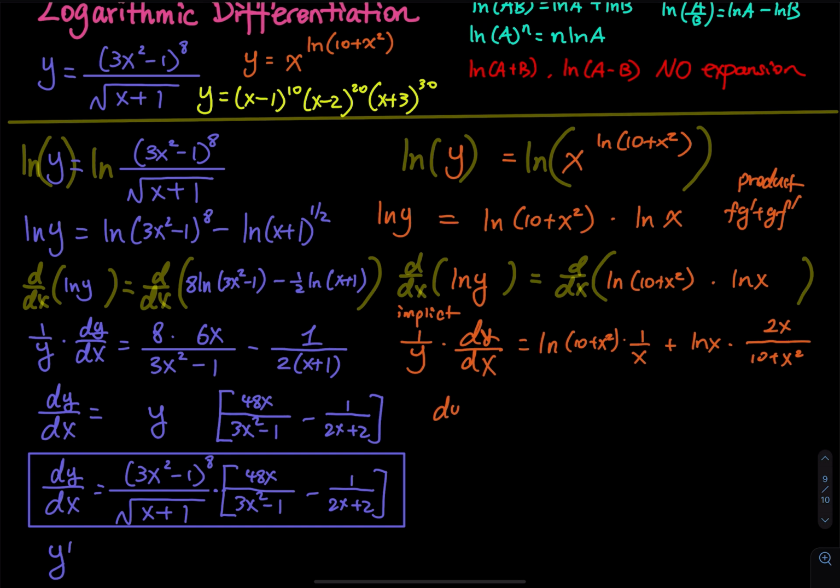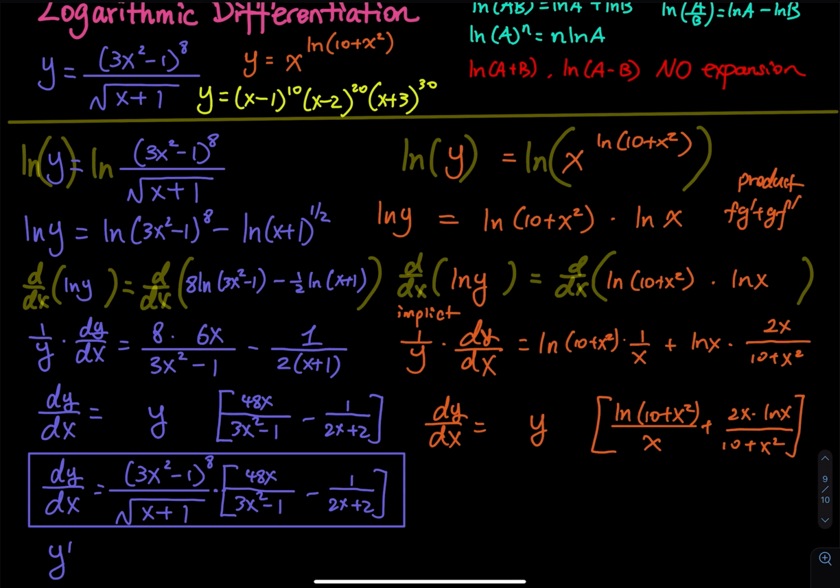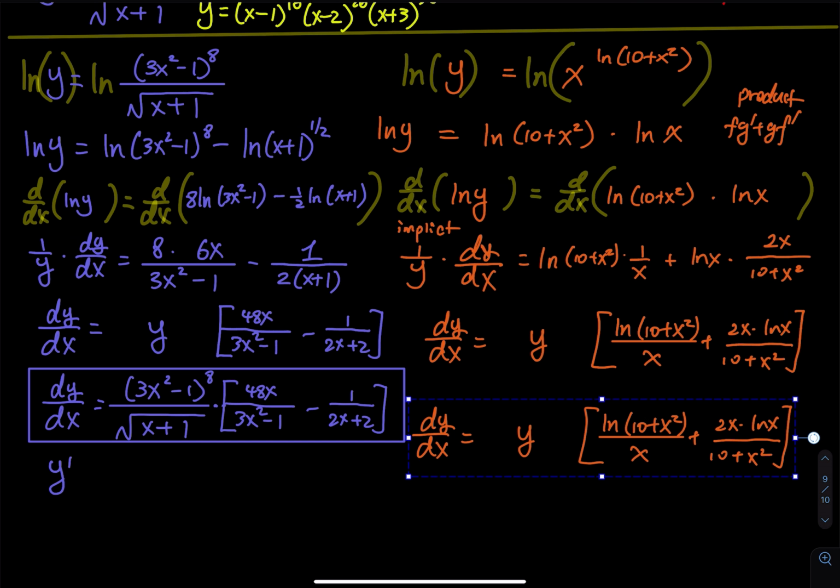And then we have dy/dx equals y times, in the square bracket, ln(10 + x²) over x, and then we add 2x times ln x divided by 10 plus x squared, close the square bracket. And then are we done? No, we still have a y on the other side. So I'm going to copy this and bring it down.